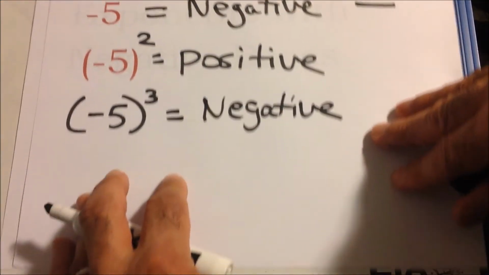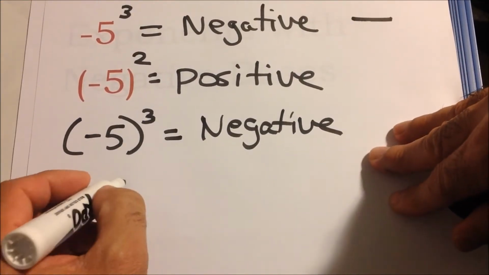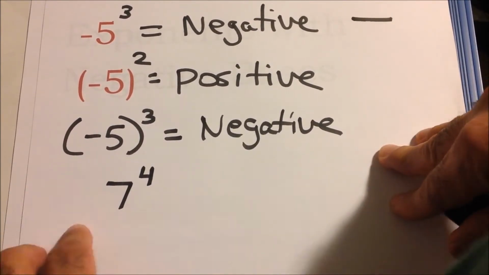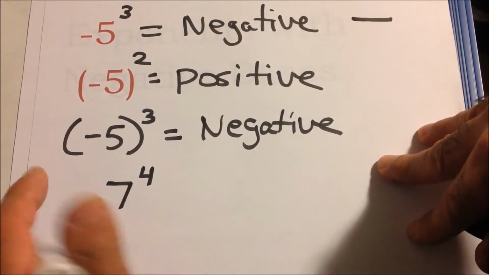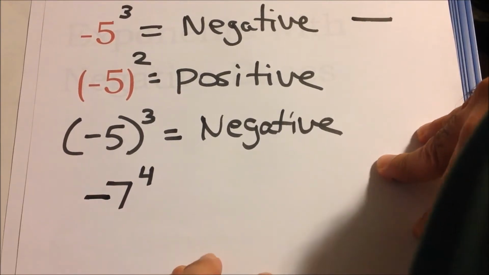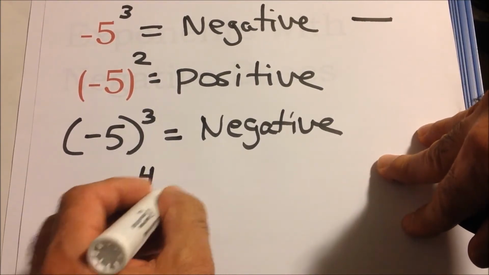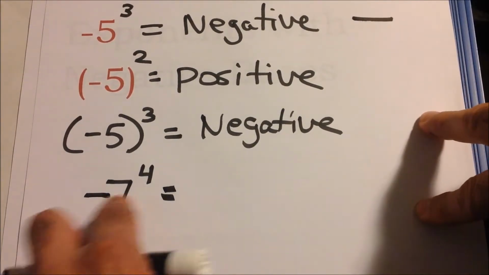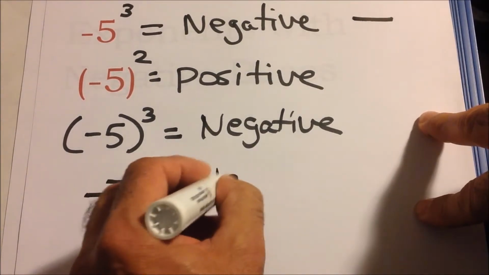Okay? So, what do you think this answer would be? Let's say I had 7 to the 4th power. Now, the base isn't negative, so you know it's positive. But if it was -7 to the 4th power, what will the answer be? Will the answer be a negative number or a positive number? There's no parentheses, so it will always be negative.